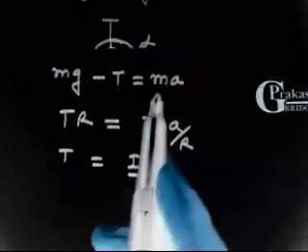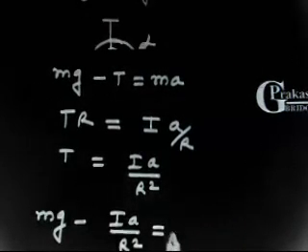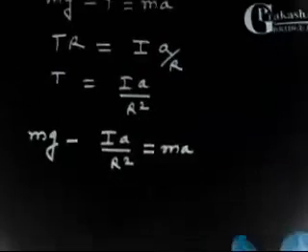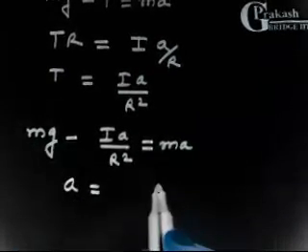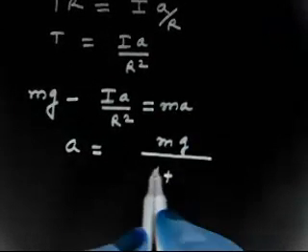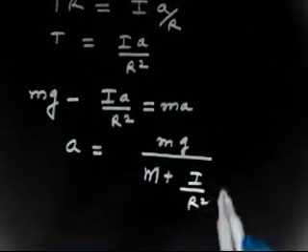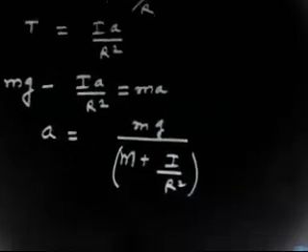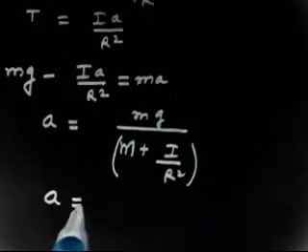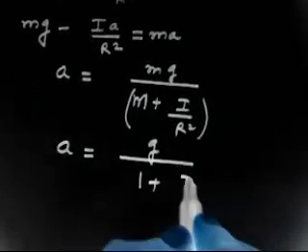And if I plug this value here, we will have mg minus T, T is I a by R square, this is equal to ma. So from here we will have a is equal to mg divided by m plus I by R square. You check yourself, you will get the same result. You can write in the same way, a is equal to g divided by 1 plus I by mR square.